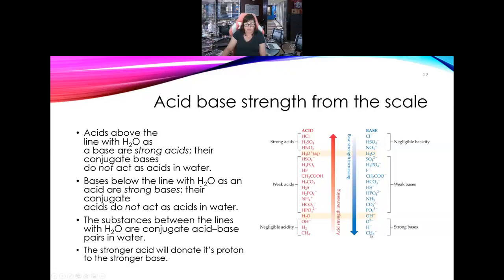These are our strong bases. So O2 minus, H minus, and CH3 minus react with water to produce OH minus. These are going to have very large Kb values, and therefore they're going to be considered completely dissociated. All right? So that's what this little diagram means to you. Your weak acids and weak bases are here in the middle. Anything that's above this line is strong, and anything that's below this line is strong for the acid and the base.